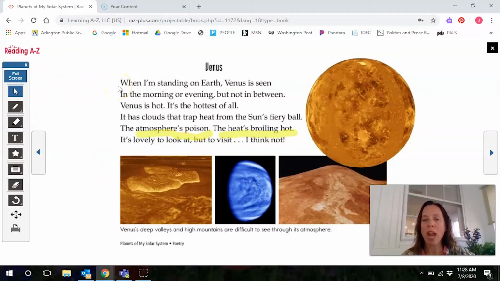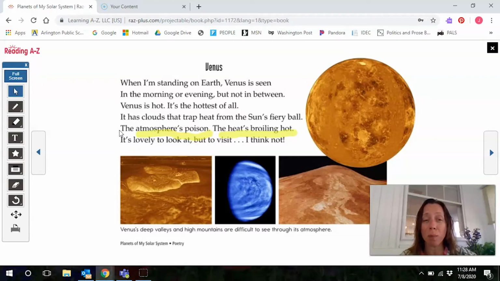Venus. When I'm standing on Earth, Venus is seen in the morning or evening, but not in between. Yes, it is true. When you are on Earth, you can see Venus up in the sky. Kind of like a star, but it's a planet. Venus is hot. It's the hottest of all. Ooh, this is a good clue. It has clouds that trap heat from the sun's fiery ball. The atmosphere's poison. Well, we know poison is something that can hurt you. It could even kill you.